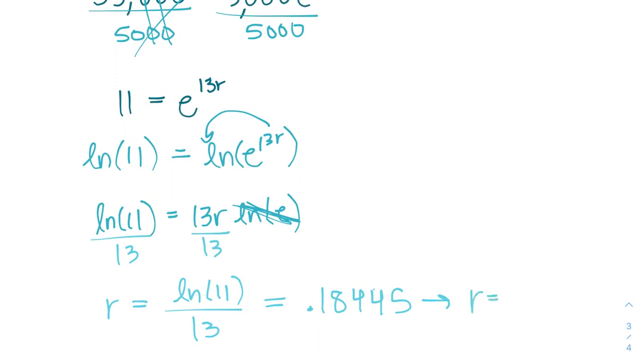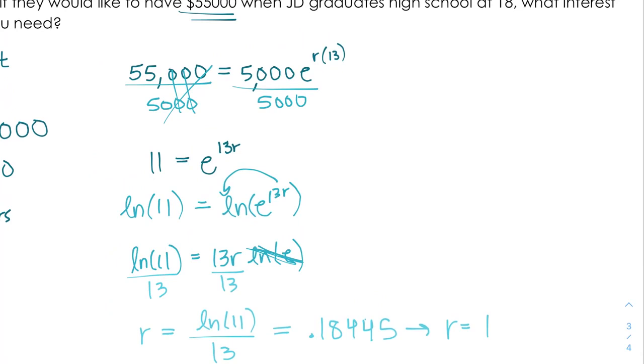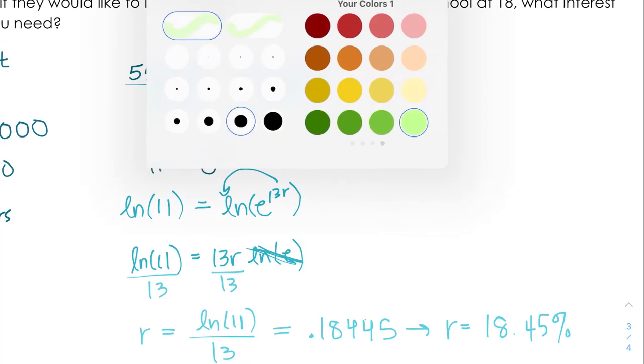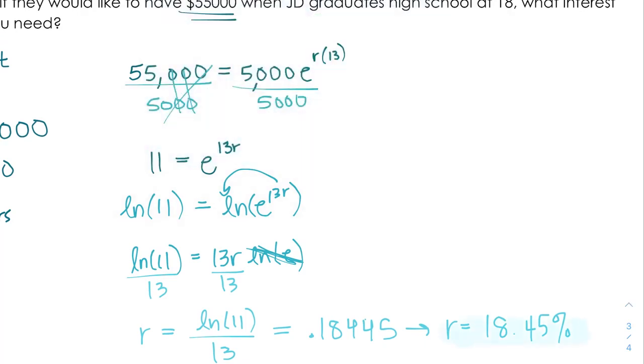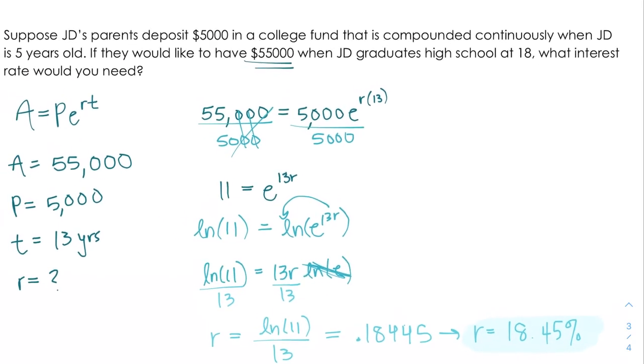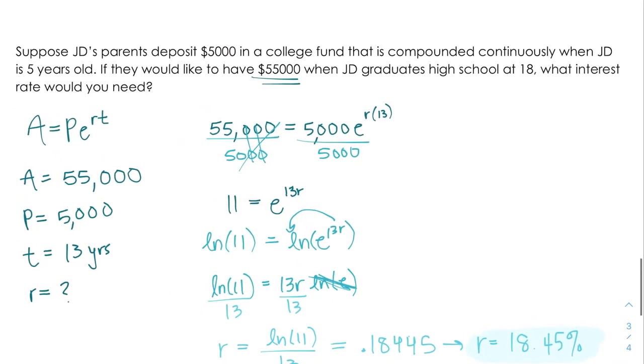We get that the rate needed is 18.45%. Okay, not likely that would happen. Not likely that you would find a bank willing to do that. So they're probably going to have to find another way to find JD some college money.